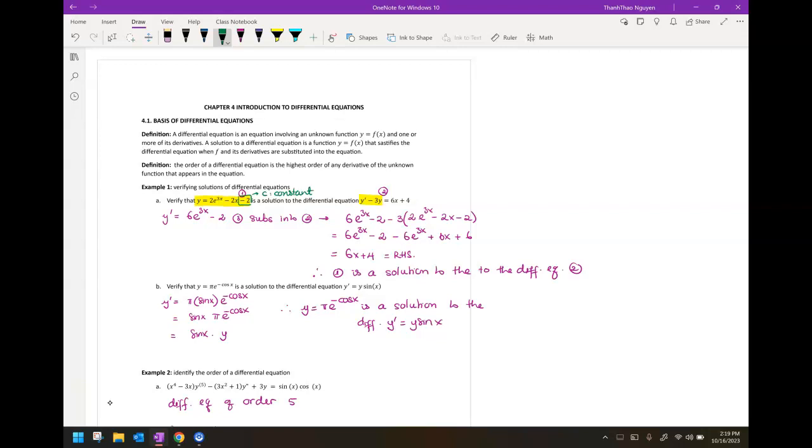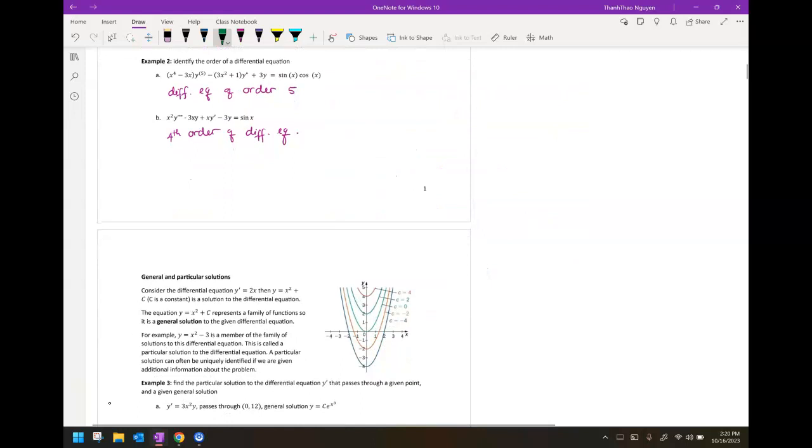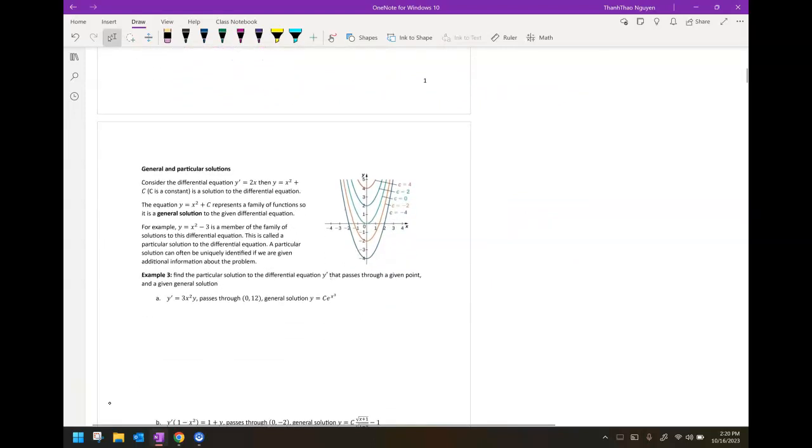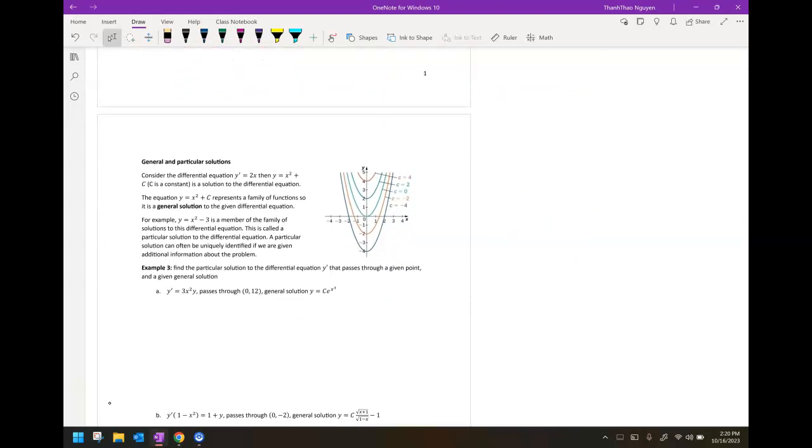In that case, the constant is given as a number, so that is a particular solution. But if I change that to a c, where c is a constant, it still does not change the fact that equation 1 is the solution to the differential equation 2. It's just that now I have a general solution. So take a look at the definition of general solution and particular solution.